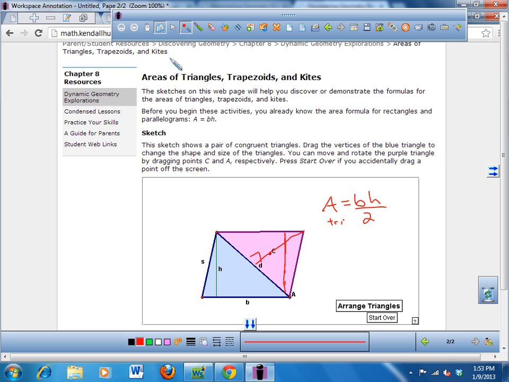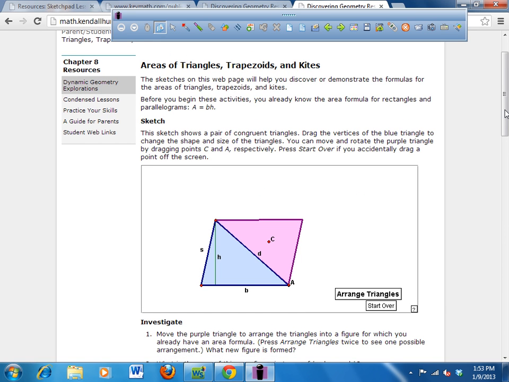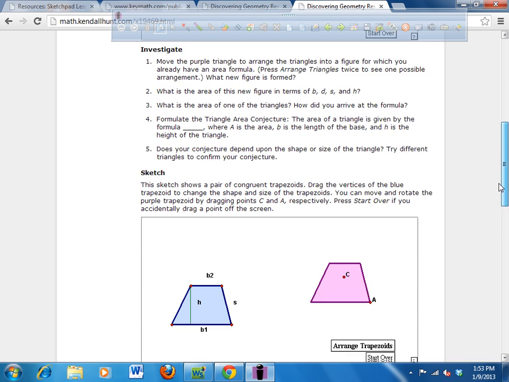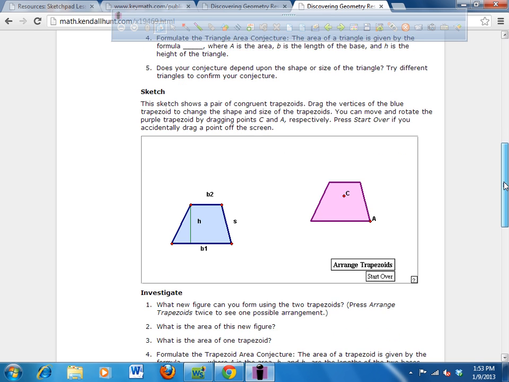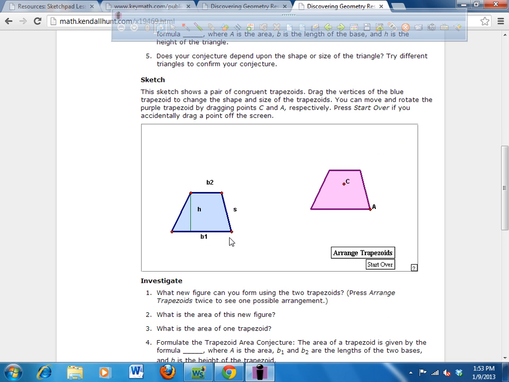That's pretty easy. Now we'll get into trapezoids, which are more fun. So I'm going to go down here. It says the formula for the area of a triangle there. You know that. Does your conjecture depend on the size or shape of the triangle? Yes or no? Say no. No, that would be the correct answer. It doesn't depend on the size or shape.